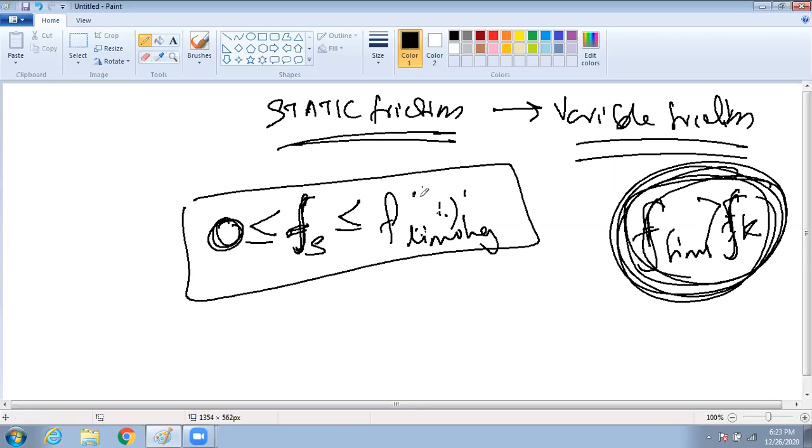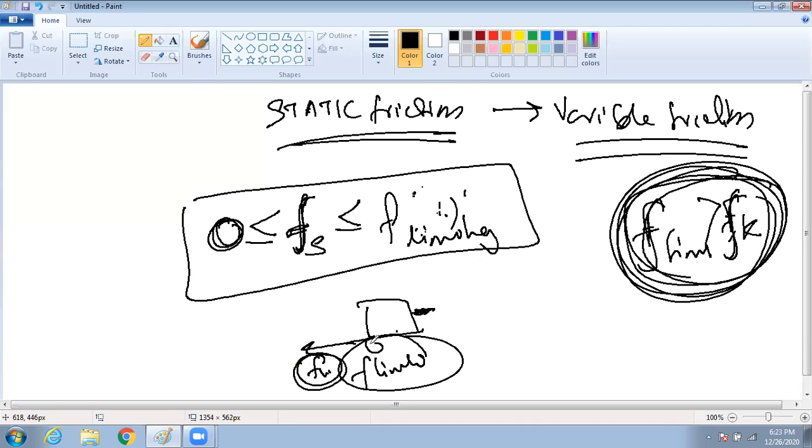What situation? You have a body at rest. The moment you start pulling, the maximum F limiting is applied. After you start pulling, it reduces, because you have not completely started moving. The moment you start, the maximum force is applied. That is equal to F limiting. Clear?